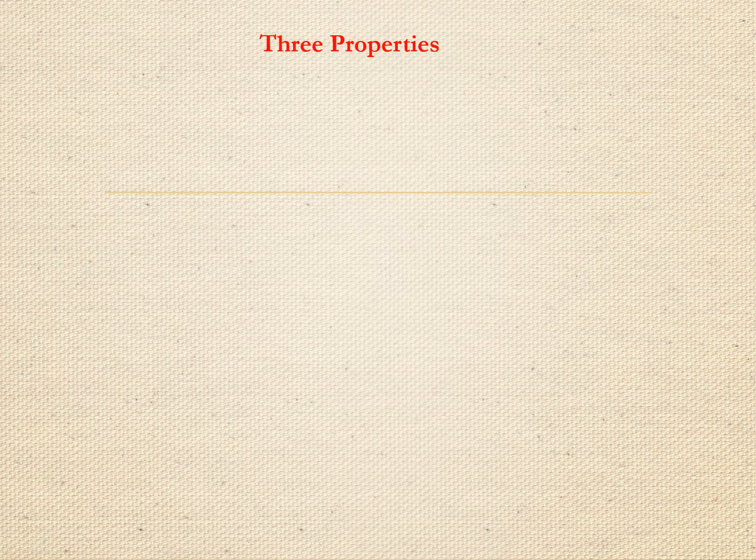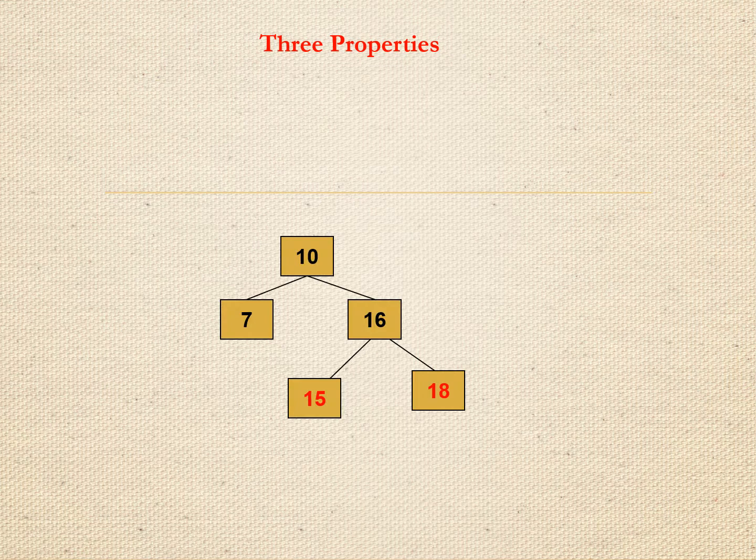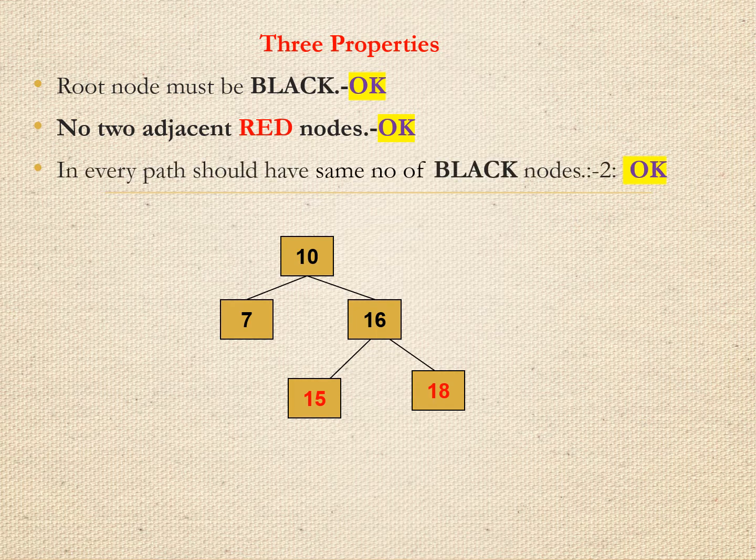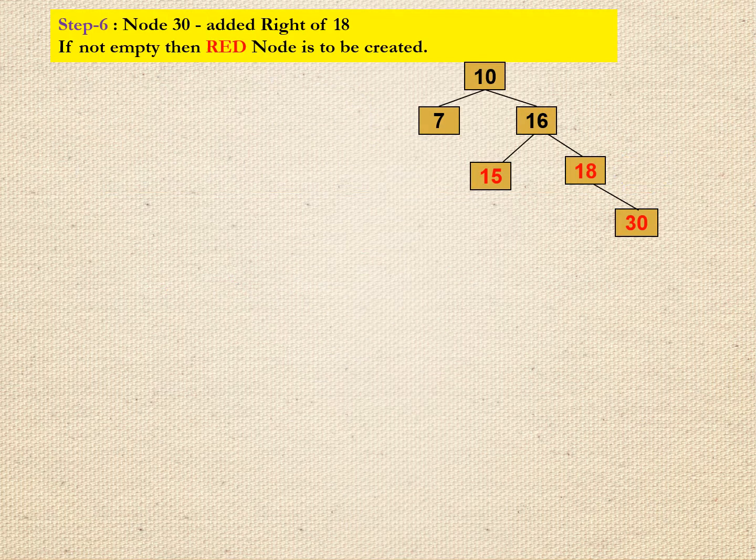Now again, before proceeding further, we have to verify the three properties. So yes, the root is black, then no two adjacent nodes are red, and finally we can verify the number of black nodes in each path. So we can verify, yes, here it is 2, and in this path also the number of black nodes is 2, and on this path also the number of black nodes is 2. So it is okay. Now proceed towards adding a node 30.